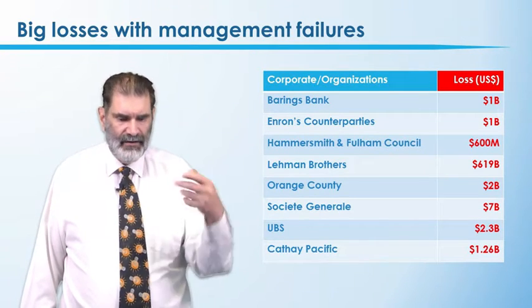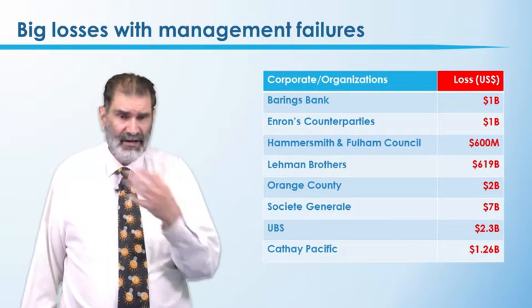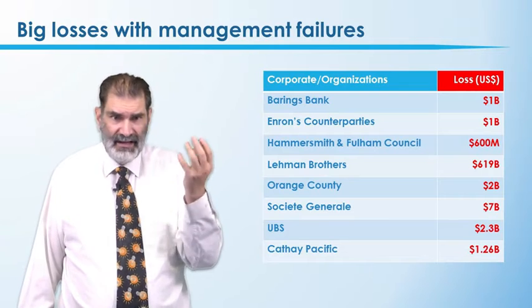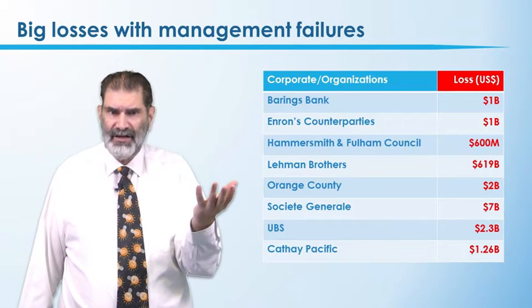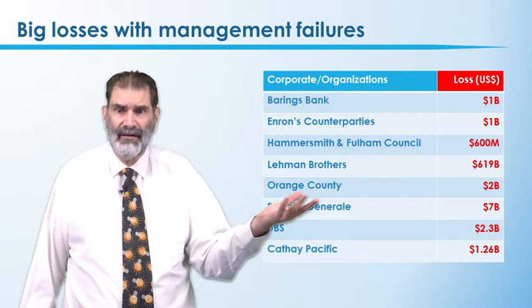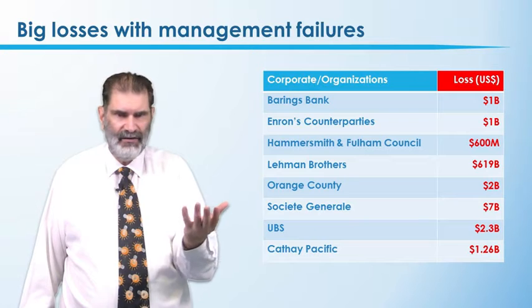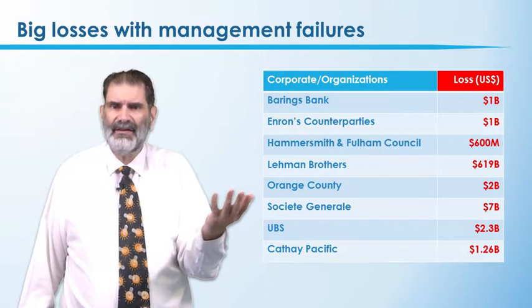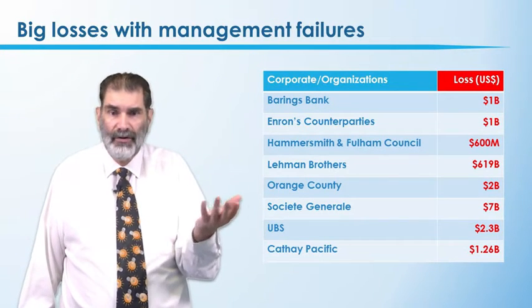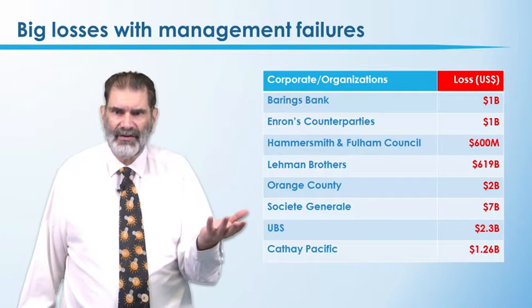We talked about Hammersmith and Fulham causing not just risk for their own county of financial insolvency, but also risk for other firms doing business with them, because the management of that county, of the government, didn't have proper authorities or permissions to do the trades that they were entering into.